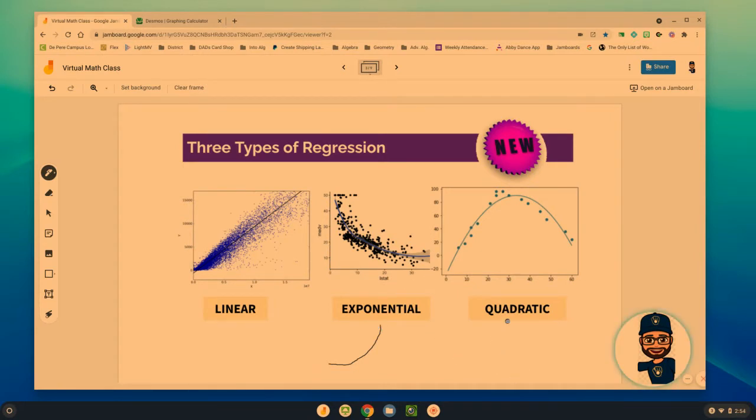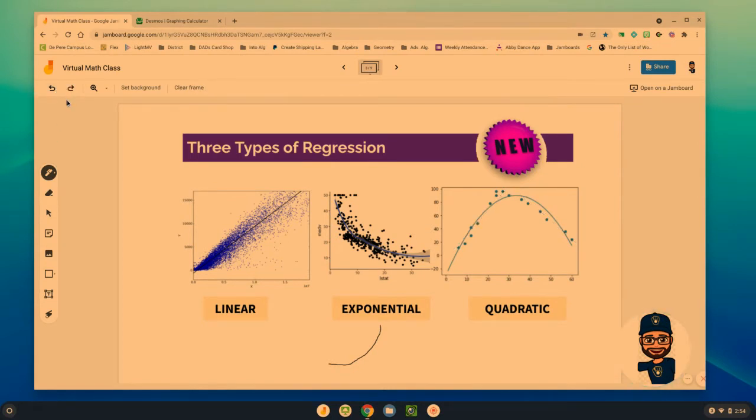Versus quadratic, which is what we've been working on a lot, where all of a sudden we get this pattern where it starts to curve back down. It increases and then all of a sudden starts to decrease. Almost where it looks like 2 lines, where if I drew a line this way and then another line that way, that's going to be quadratic because there's that change in patterns.